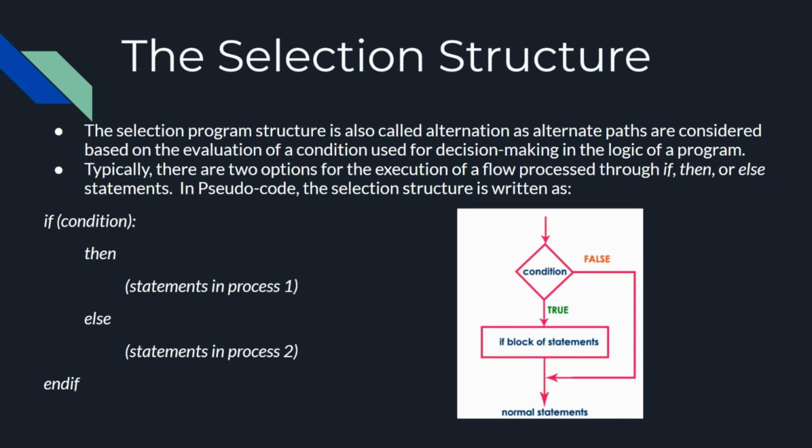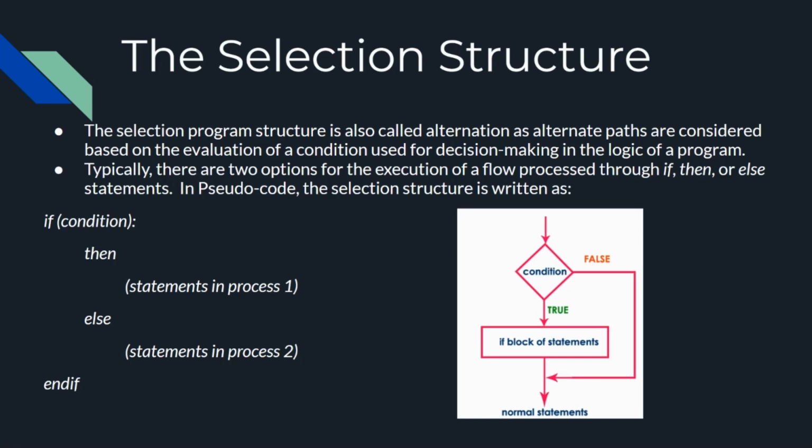The selection program structure is also known as alternation, because alternate paths are considered, based on the evaluation of a condition. The two possible paths for the execution flow. The condition is evaluated, and one of the paths is selected. If the condition is true, then the left path is selected and process 1 is performed. If the condition is false, the other process path is selected and process 2 is performed.